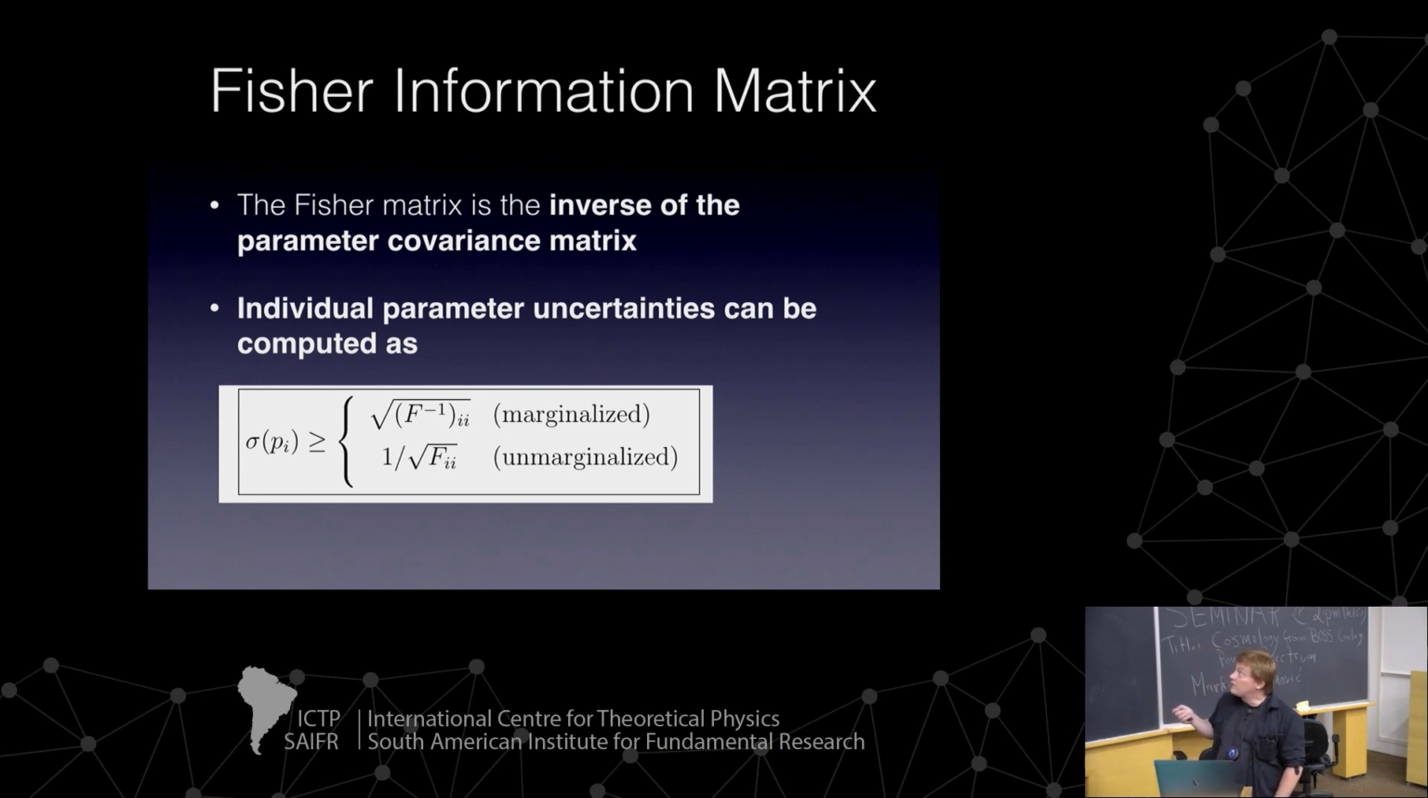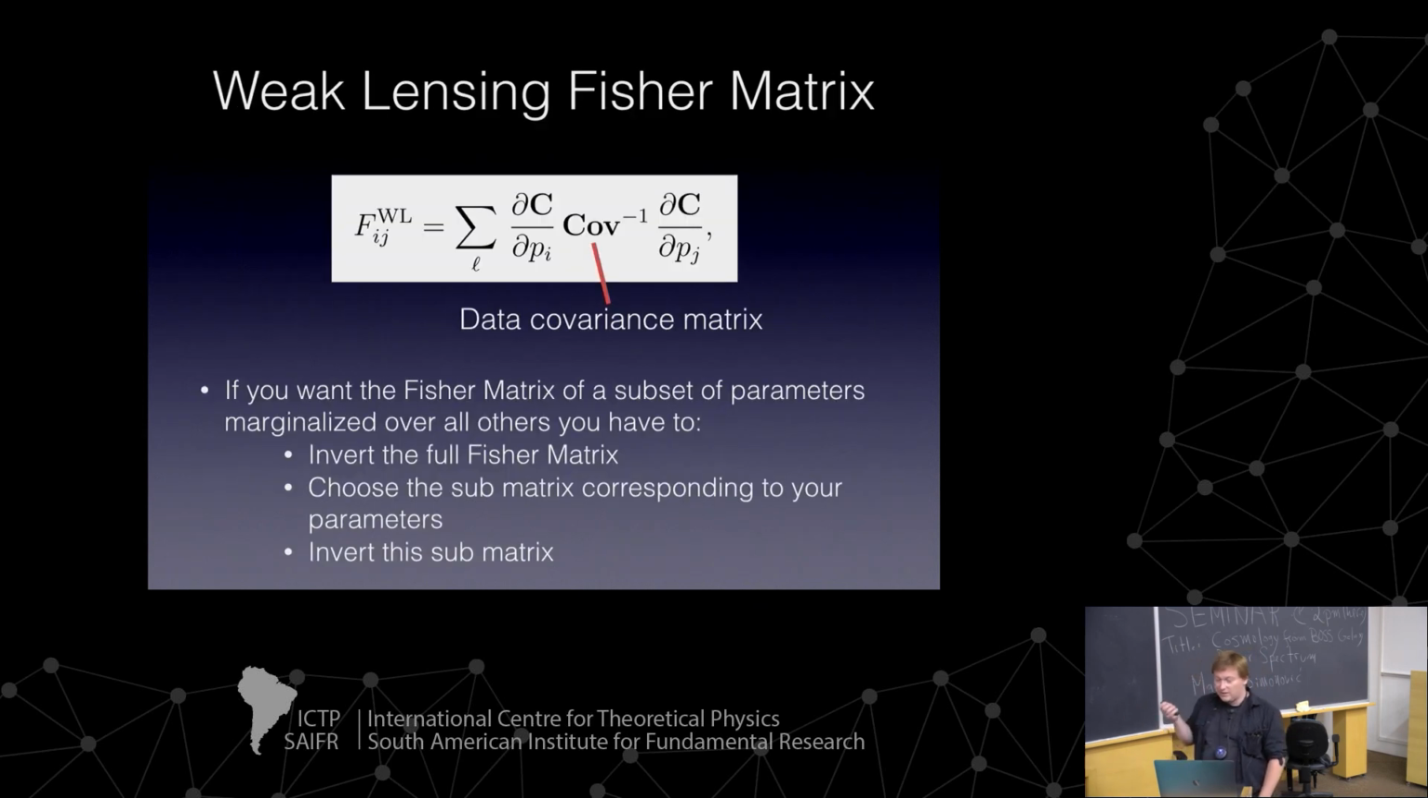If you're interested in individual parameter uncertainties, these can be computed as defined here. The uncertainty on an individual parameter, if you marginalize over all the others, is the square root of the inverse Fisher matrix diagonal element. And unmarginalized, if you're interested in just the uncertainty in that parameter, keeping everything else fixed, it is defined as 1 over the square root of the Fisher matrix diagonal element. For whatever reason, people might be interested in that.